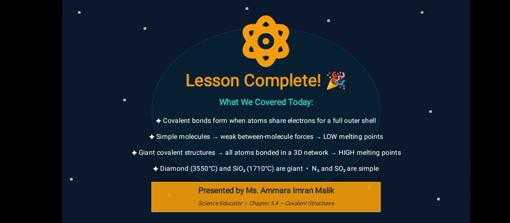Giant covalent structures are enormous 3D networks of atoms, and all of these atoms are bonded together by strong covalent bonds, which leads to very high melting points. Diamond melts at 3550 degrees Celsius and silicon dioxide at 1710 degrees Celsius. They have giant structures, while nitrogen and sulfur dioxide have very low melting points. You just have to practice writing the definition of giant covalent structures to memorize it. Then you will also be well focused on question number 4, which is the main concept.